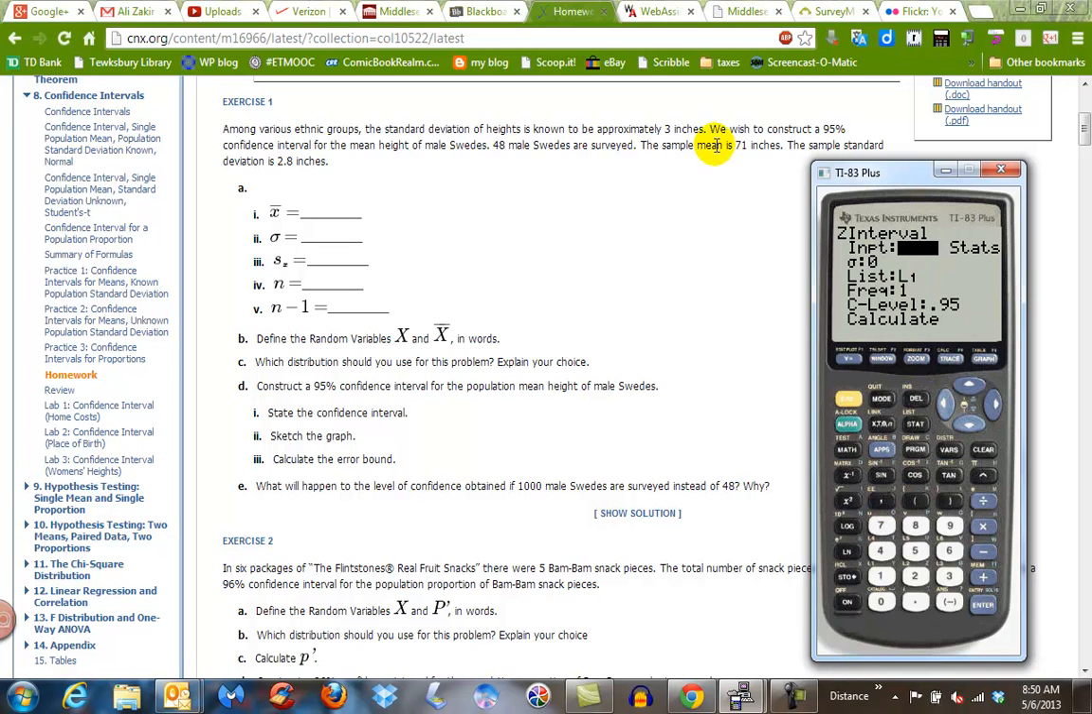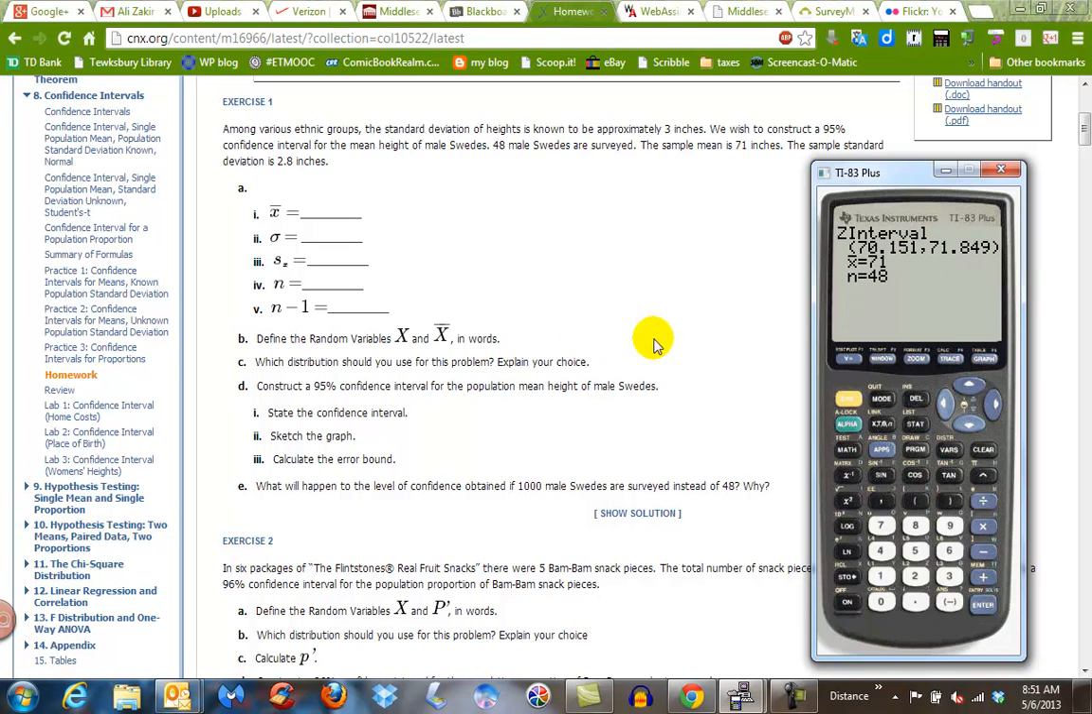Now we have data. They've given us values, so we're actually going to use statistics. Enter. Notice the data option is for values that are in a list. We have been given statistics, so we choose stats. We go down and type in our values. Our sigma is 3. Our mean is 71. Our n is 48. The confidence level is 95%, so we don't have to change anything. We hit calculate, and it gives us our values.